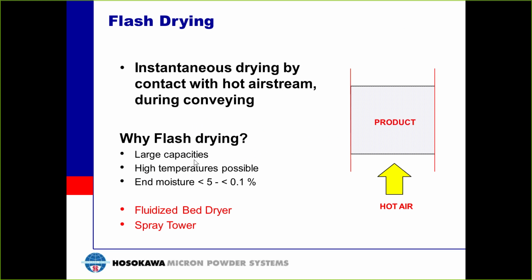All right, moving on, we'll talk about flash drying. Flash drying is instantaneous drying by contact with a hot air stream during conveying. So this is going to be direct drying, whereas vacuum drying is indirect drying. Flash drying is good for large capacities. It's good if you have a product that can withstand high temperatures. It also will allow you to get an end moisture content of less than 5% and sometimes down to less than 0.1%.